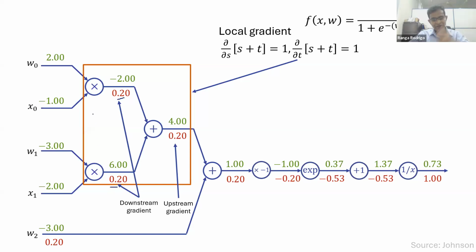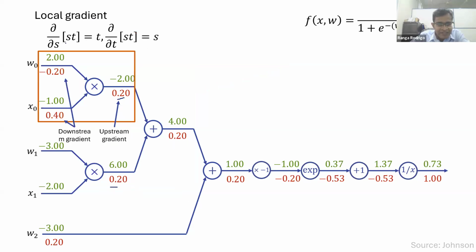Then what about a multiplication node? So think about the multiplication node. If you think of a multiplication node, it's like s times t, the partial derivative with respect to s is t, and the partial derivative with respect to t is s. Now you can see you have to multiply with the opposite term, right? 0.2 has to be multiplied by 2 to get 0.4. This 0.2 has to be multiplied by minus 1 to get this minus 0.2. Yeah. Any questions about this?